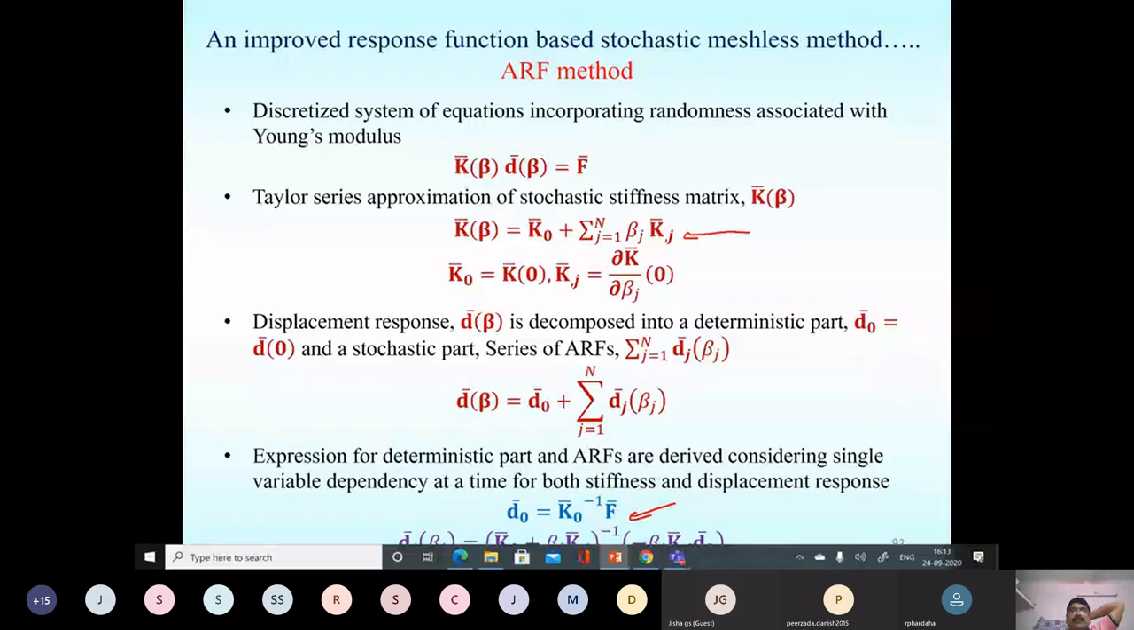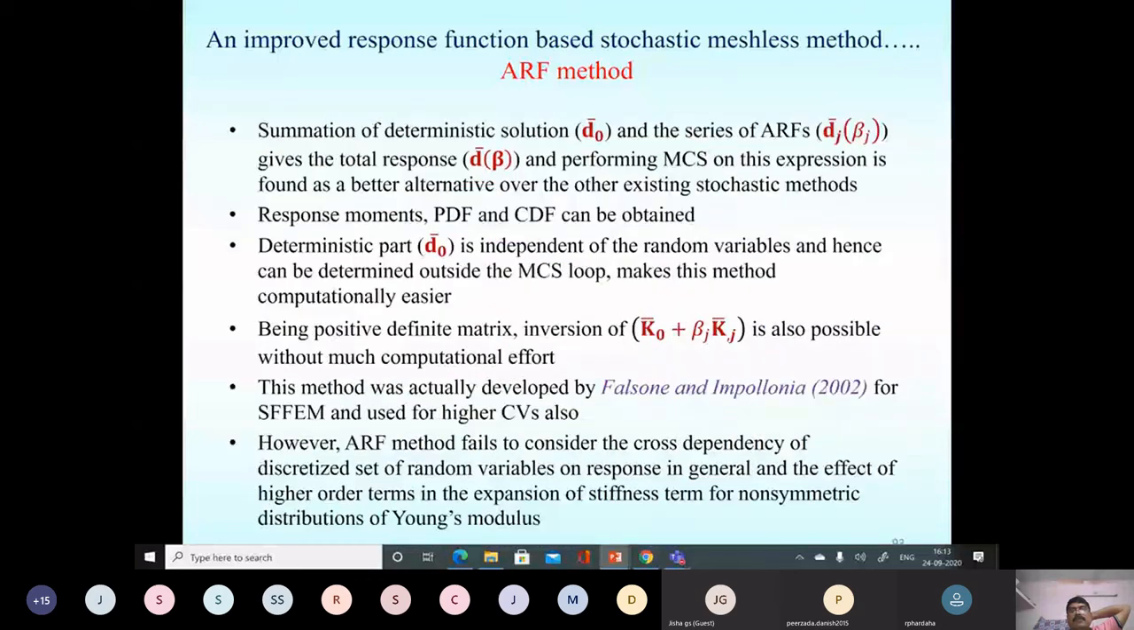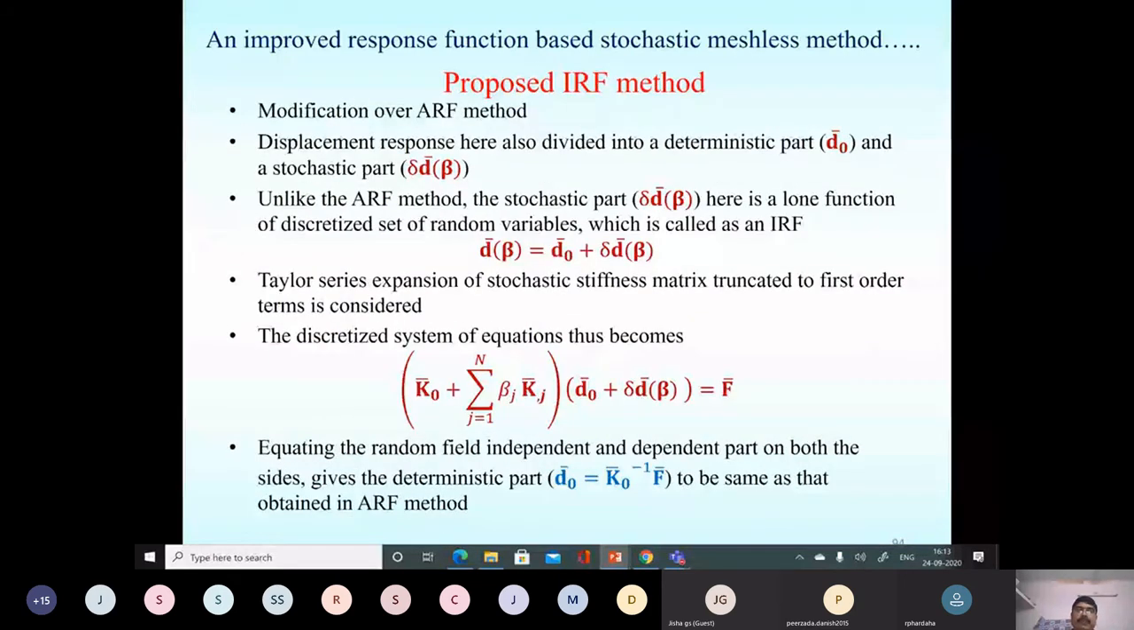And what we proposed is we just improved, we just changed the ARF method with a different approximation. So this we have written as a function of all the variables. So the cross dependency between betas is also accounted for here. And the rest of the things are the same. We just modified this with this. And the results that we got are very interesting. So finally you have an expression for beta like this. So you can just simulate it using MCS.